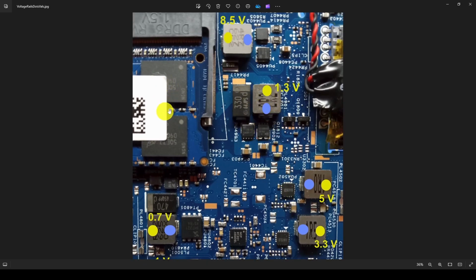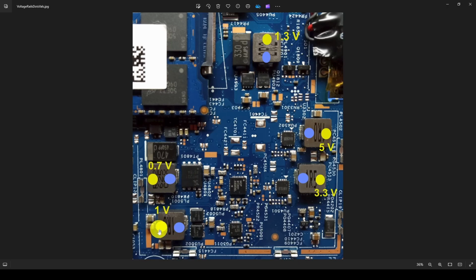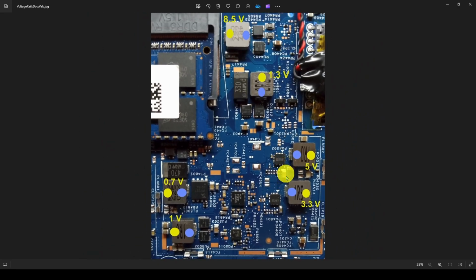1.3 is probably used for this RAM here. You can see upside down it says this is DDR3 RAM, 1.5 volts. So you can see there's a trace going out of here over here. So this is probably for the RAM. 8.5 volts, not sure exactly what that's for. Maybe it's for the fan controller. And then over here we've got 0.7 volts and a 1 volt. And it turns out over here to the left is our CPU. So this is probably CPU voltage and maybe integrated GPU voltage. But now we have an idea about what the different voltages are.